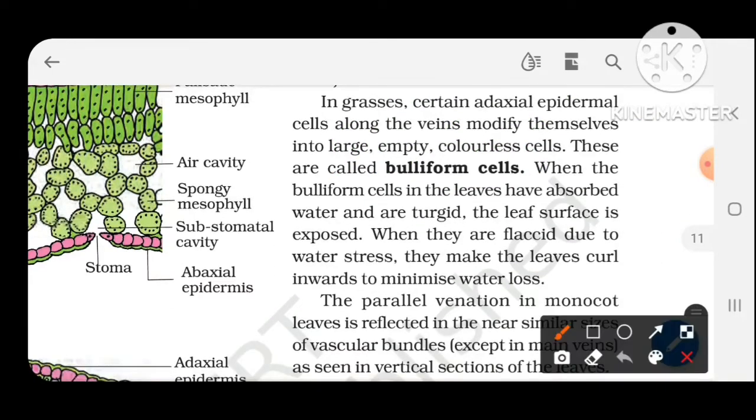When the bulliform cells in the leaf have absorbed water and are turgid, the leaf surface is exposed. Means these bulliform cells absorb water, and when they absorb water, the cells get turgid. Okay. And when such cells lose water, such cells get flaccid. Okay, due to loss of water. So they make the leaf curl inward to minimize water loss. So they curl the leaf to minimize water loss.